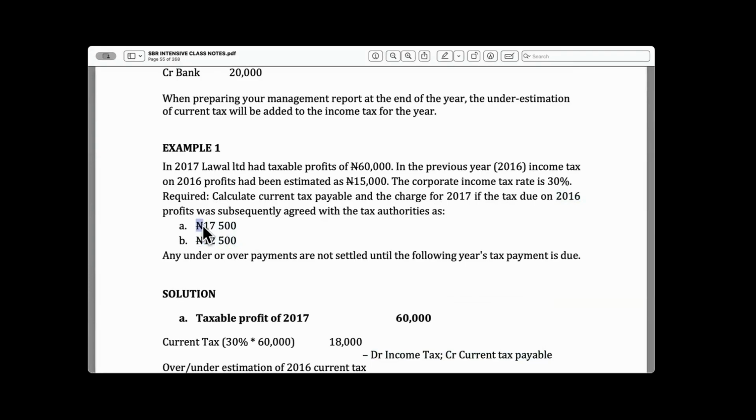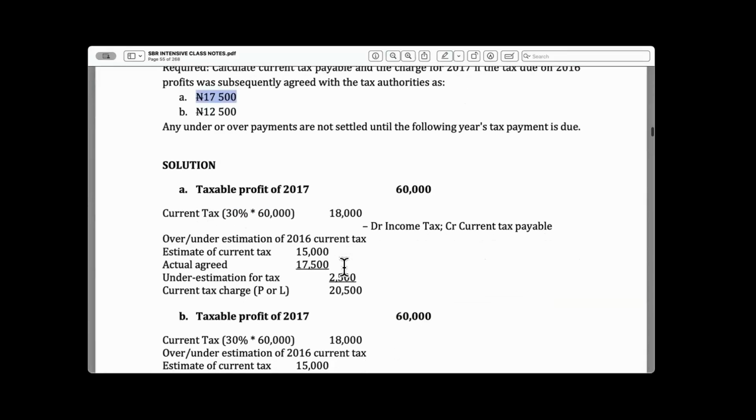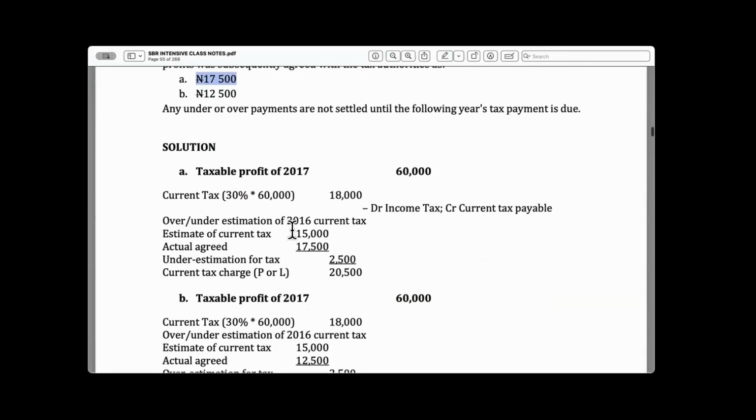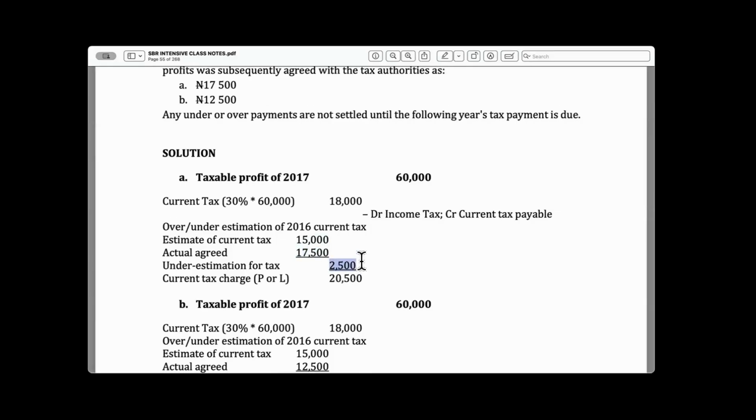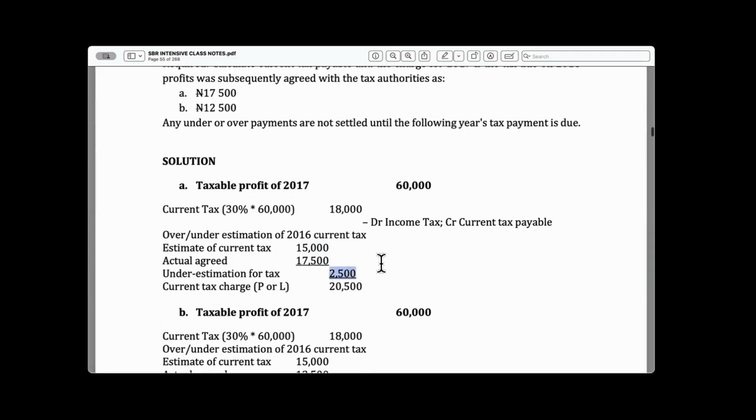Now, scenario A, they agree that it should be 17.5, fine. So we need to make an adjustment for 2016 current tax. We estimated 15, which we paid. But the taxman says, no, it should be 17.5. So that means we underpaid, an underestimation. This is an additional expense for me, which I will pay immediately. I will pay this 2.5.